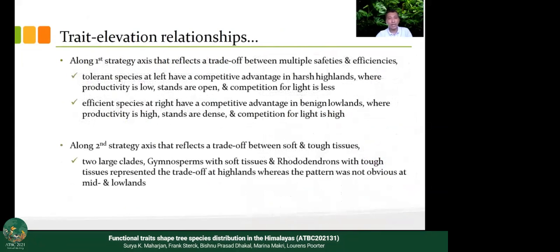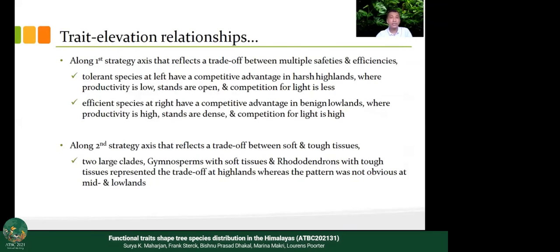Along the first strategy axis, that reflects a trade-off between safety and efficiency, tolerant species at left have competitive advantage in harsh highland, where productivity is low, stands are open, and competition for light is less. Efficient species at right have competitive advantage in benign lowland, where productivity is high, stands are dense, and competition for light is high.